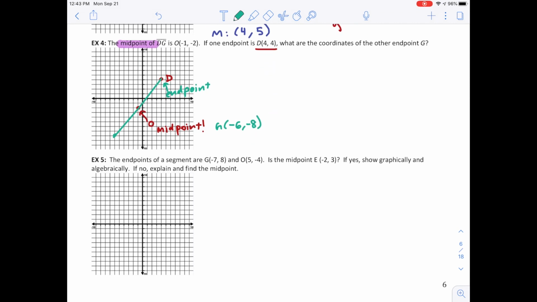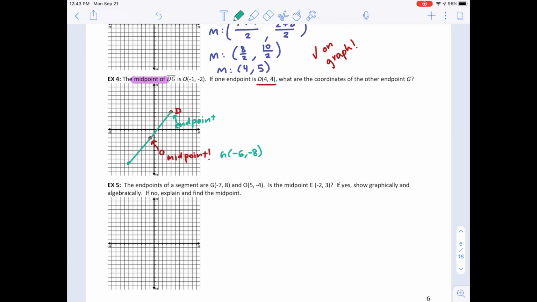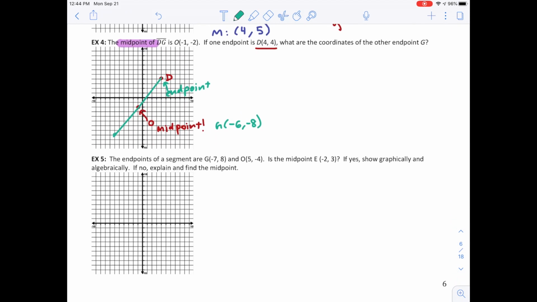Lastly, if you want to pause the video and try example 5 on your own, that's my suggestion. I'm then going to go through and explain it. So for example E, and again, let's be careful in our reading. The endpoints of a segment are G, located at -7, 8, and O, located at 5, -4. Is the midpoint E at -2, 3? If yes, show graphically and algebraically. If no, explain and find the endpoint.